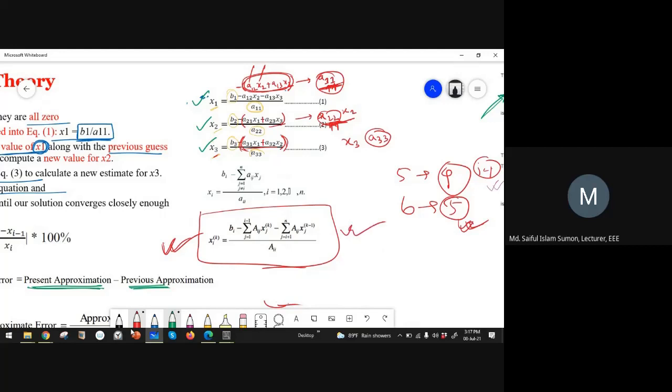So I have tried to make you visualize how it can be obtained from these solutions. Anyone, do you have any problem till now? If not, then I will go for the code. No problem. Okay, very good.